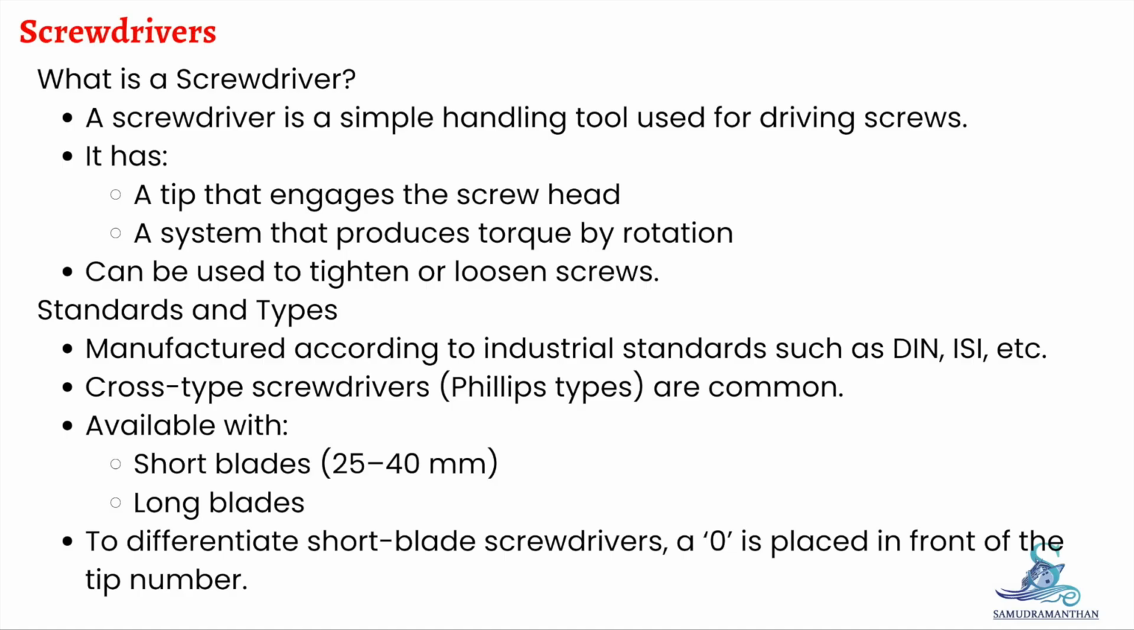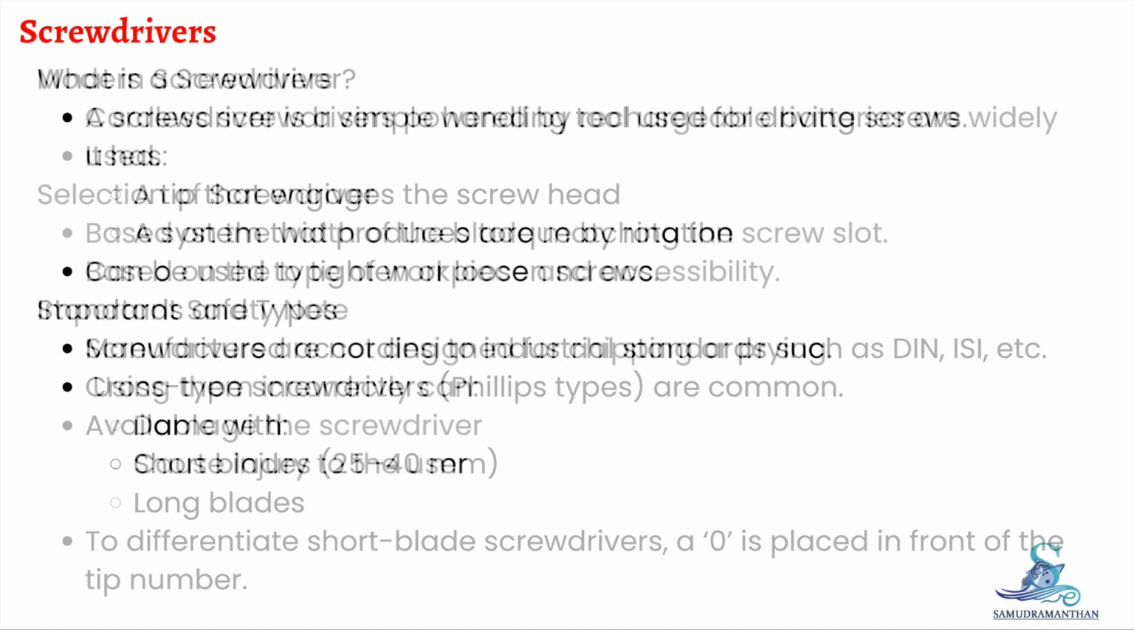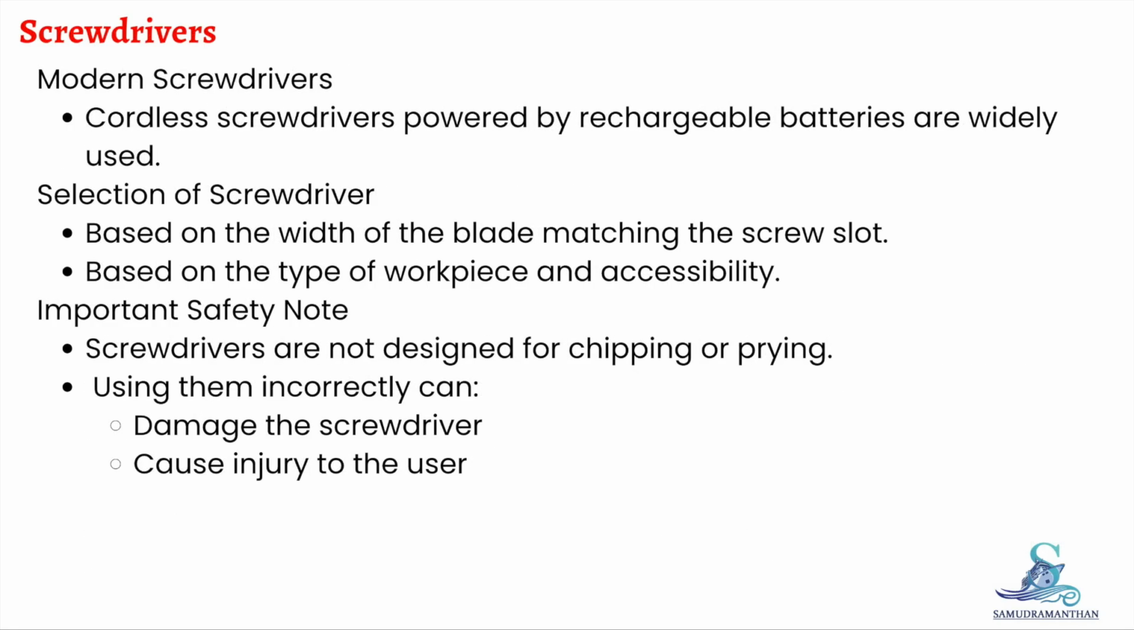We have screwdrivers with cross type tips, and they come in both short blades and long blades. The short blades usually range from 25 to 40 mm in length, and to differentiate them, a 0 is placed in front of the tip number. Today we also have cordless screwdrivers powered by batteries, which are widely used for convenience and speed.